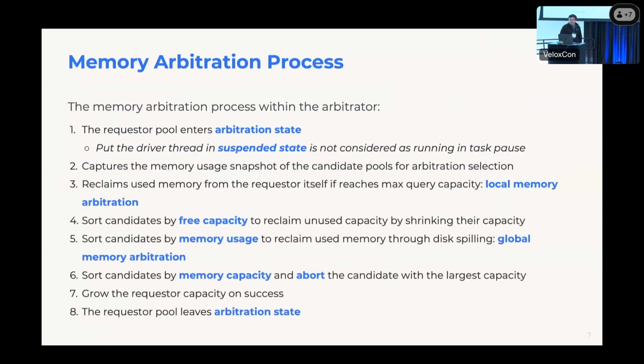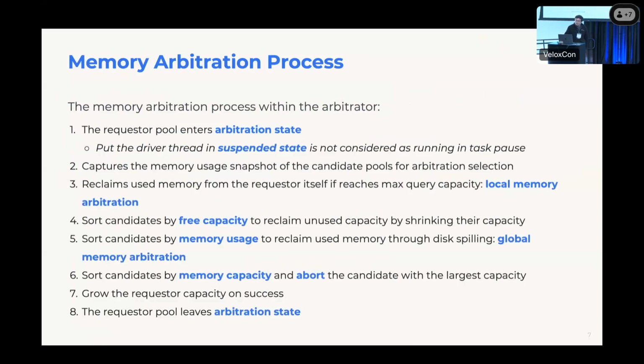Next is the memory arbitration process within the arbitrator. It consists of the following steps. First, the request pool will enter into an arbitration state. If the request pool is running on a driver thread, then it will put the driver thread in a suspension state. A thread in suspension state is not considered a running thread in task pause operation. This is to prepare for the task memory reclaim.